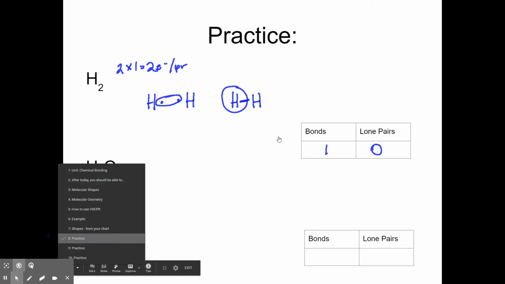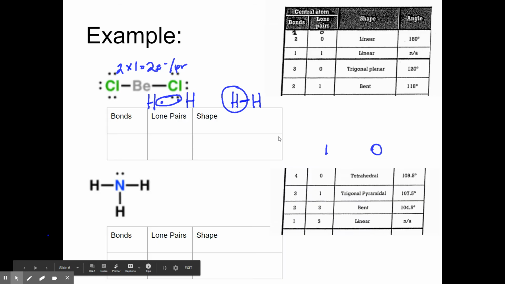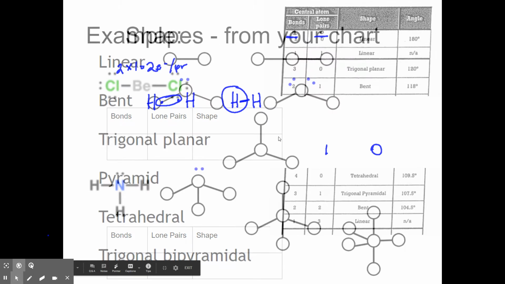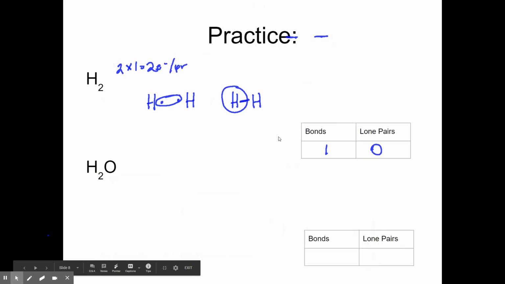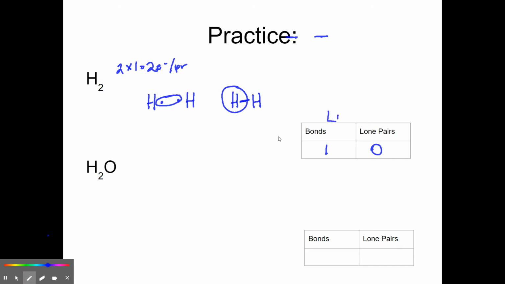If we go back, 1 bond and 0 lone pairs is written up here. That gives us a linear shape with a 180-degree angle.